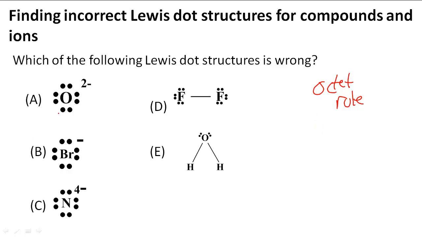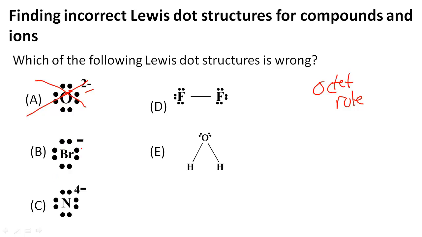So for A, for example, we know that oxygen originally has 6 valence electrons, so it's usually going to form an anion of 2 negative. So that's correct. That means it should have 8 valence electrons because that's what it wants. So 1, 2, 3, 4, 5, 6, 7, 8 is how many valence electrons it has. So A is correct. We're not looking for the ones that are correct, we're looking for the ones that are wrong.